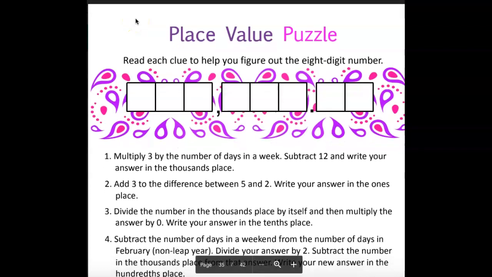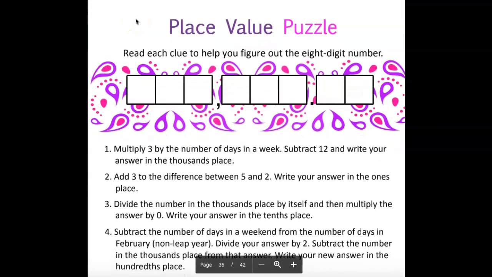All right, guys, we are on day 5 of your math, just one page, April 29th. And let's see what it says here. Read each clue to help you figure out the 8-digit number. Look at that little decimal point. Okay, it's going to be a decimal.